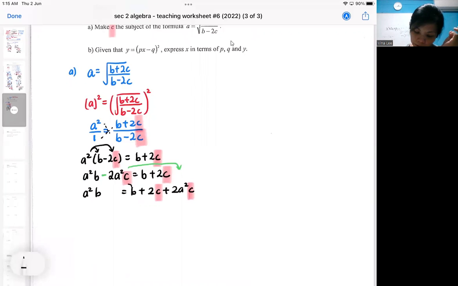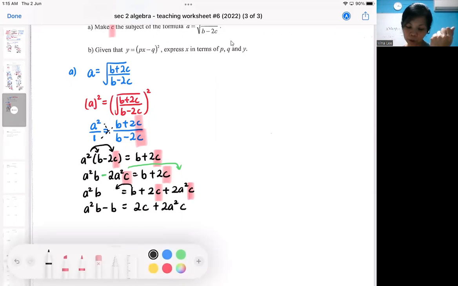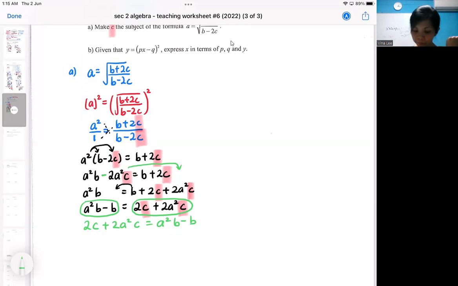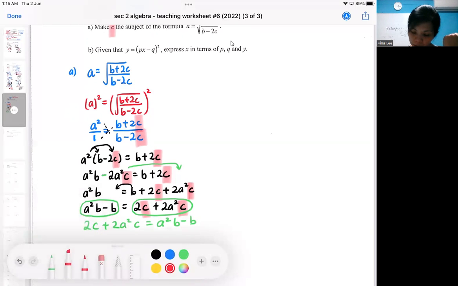So you reshuffle this to the left. Both my subjects are on the right side now. I can swap the position, so I can swap everything here to here. I just do a direct swapping. The left becomes right, the right becomes left. Then I still take note of my subject.